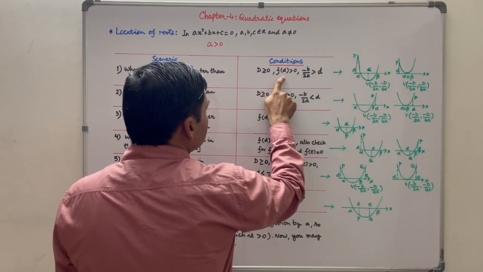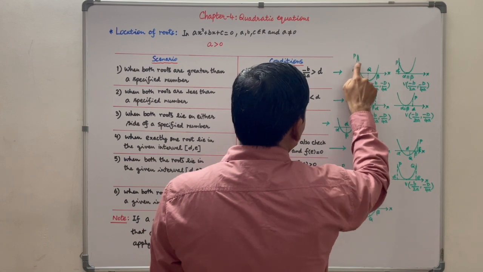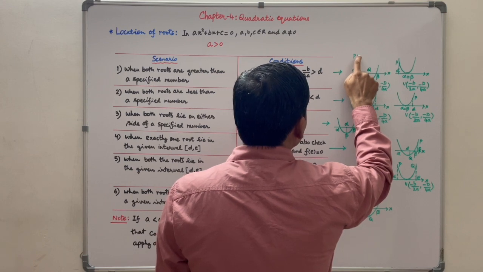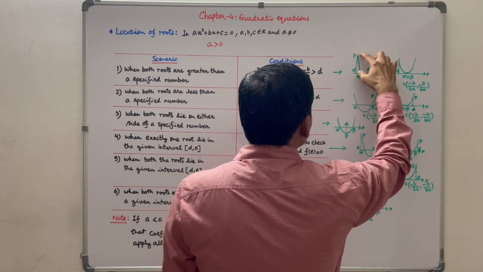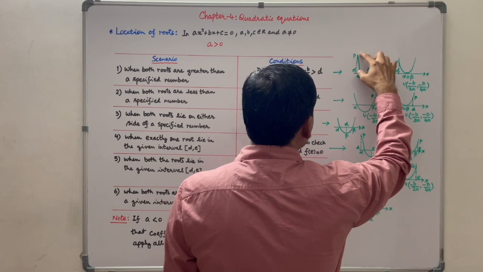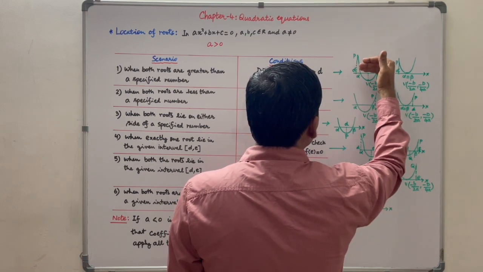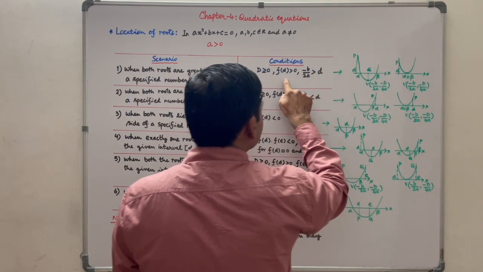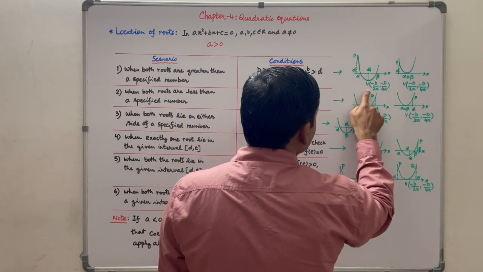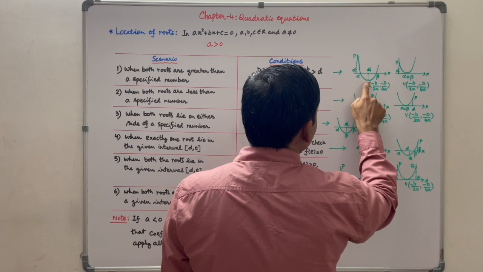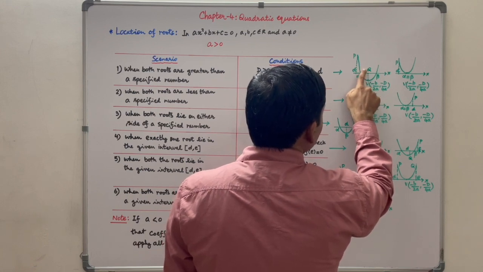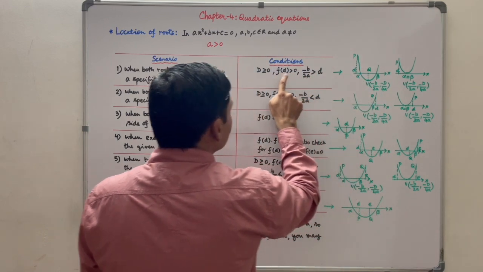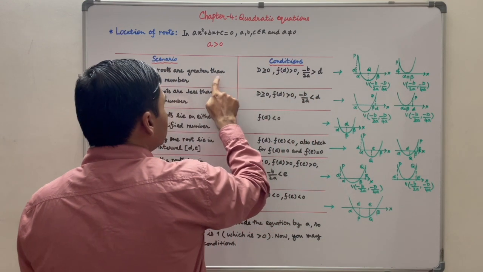To understand f(d) is greater than 0, draw a perpendicular on x-axis passing through d. Suppose this perpendicular line intersects the curve at P. So perpendicular distance from P to x-axis is called f(d). Above the x-axis is considered positive and below the x-axis is considered negative. So in this case, f(d) is greater than 0. Minus b by 2a is x-coordinate of the vertex of the parabola. Point Q represents x = −b/2a, which is greater than d. So this is the third condition. So these three conditions are applicable in this scenario.